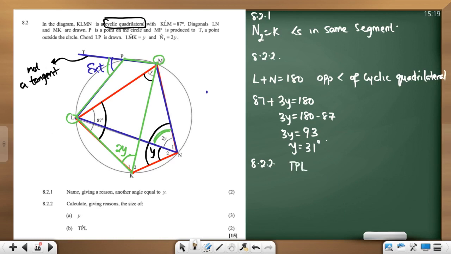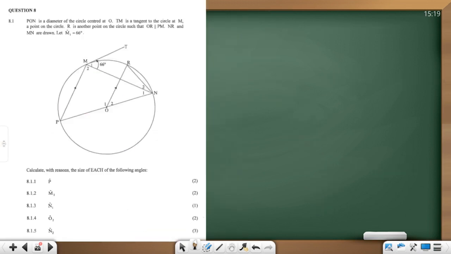8.2.2. What is TPL? TPL equals 2y. Exterior angle is equal to opposite interior angle. And this is 2 multiplied by 31, and my answer is 62 degrees. Done. Next question. Please pause the video and answer all these questions. Pause and answer.